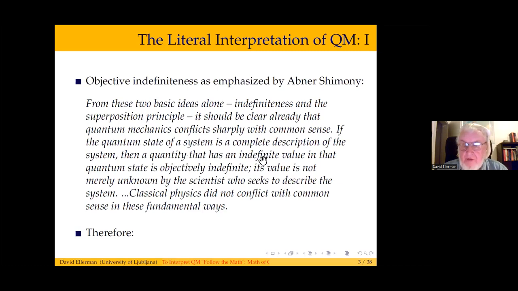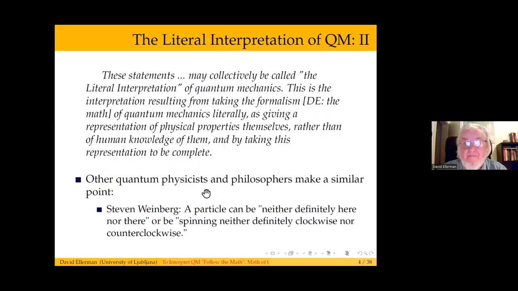So a quantity which has an indefinite value, objectively indefinite, it's not just that it has a value, we don't know it, that sort of thing. And that conflicts with classical physics completely. So this is what Shimony called the literal interpretation of quantum mechanics. And this is the interpretation resulting from the formalism, that is the math. Quantum mechanics literally is giving a representation of physical properties themselves rather than human knowledge of them, and taking this representation to be complete. And that separates it from a lot of the other principal ways in which quantum mechanics is interpreted, where you add something to it, in Bohmian mechanics or in spontaneous localization theories and so forth.